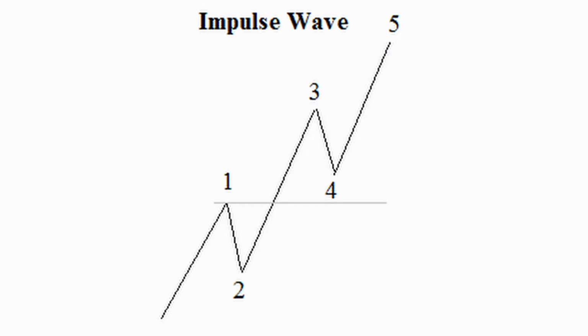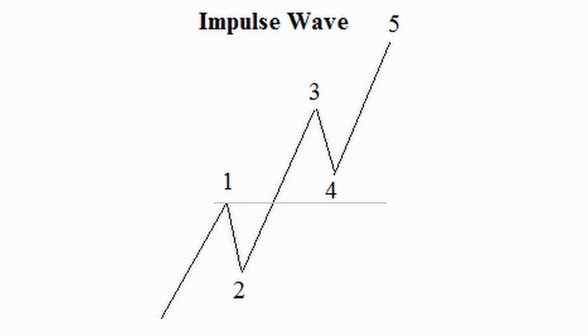In an uptrend, wave 1 is the initial surge upward as buyers jump in. Wave 2 pulls back slightly, correcting the move but not erasing it. Wave 3 is the powerhouse, usually the longest and strongest wave, where momentum peaks. Wave 4 is another corrective dip, setting the stage for Wave 5, the final push higher before the trend pauses or reverses.